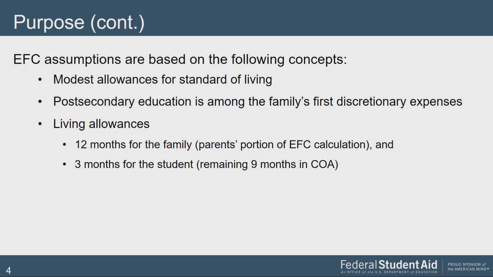If we were to redo the EFC assumptions today, a family's first discretionary expenses would probably be Wi-Fi and your cell phone. Another assumption would be living allowances.